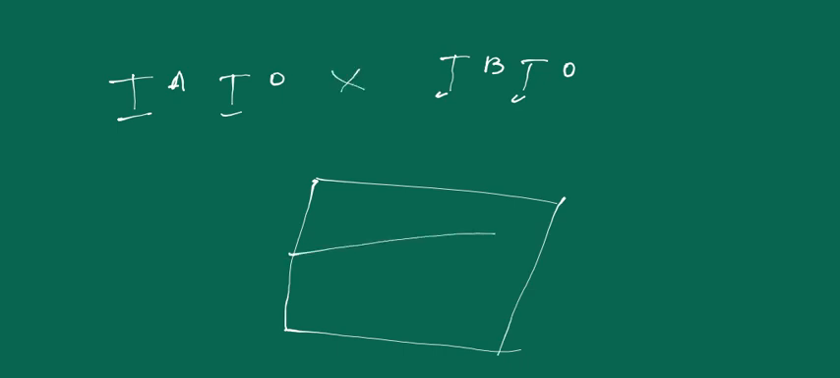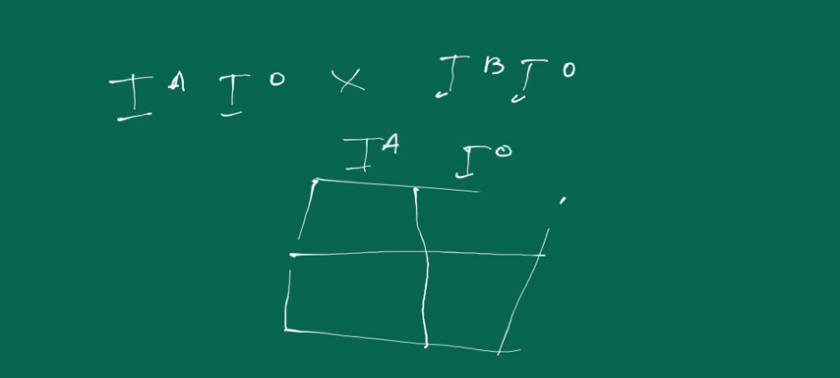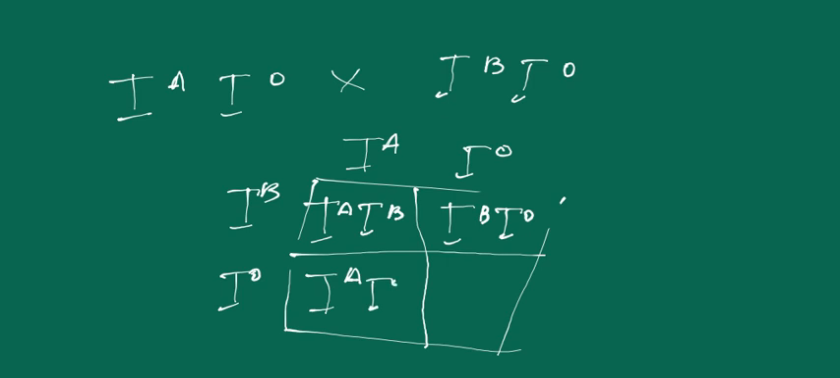So if you make the cross by crossing both of these here, what will you get? Here you will cross IA, IO with IB and IO. Okay, so here you will get IAIB, IBIO, IAIO, and IOIO. Okay, so here the genotypic ratio will be AB, B, A, and O. Okay, here you will get all types of blood groups in this cross.